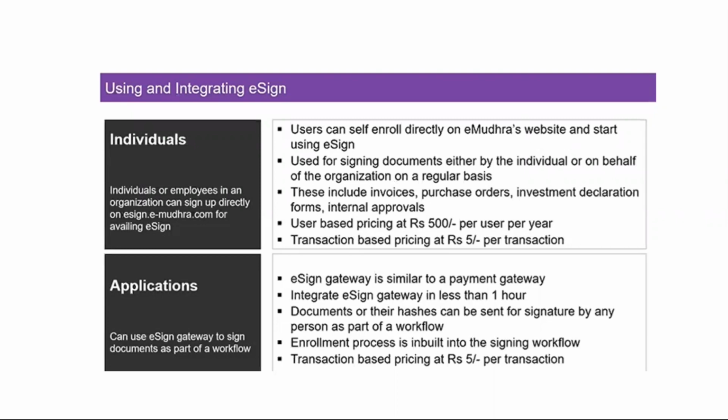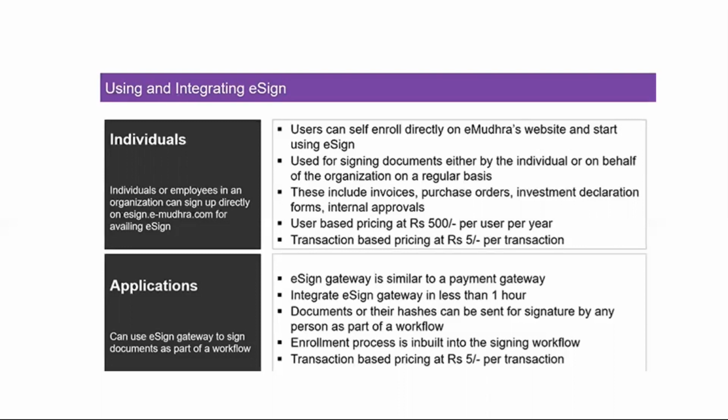One is for the individuals or individuals signing on behalf of the organization with its pricing model, and the applications that can get documents signed as part of the workflow. Both come ready with APIs and kits so that they can be integrated in less than 1 hour's time. eSign enrollment is completely free of charge. Individuals can self-enroll directly on eMudra's website and start using eSign.